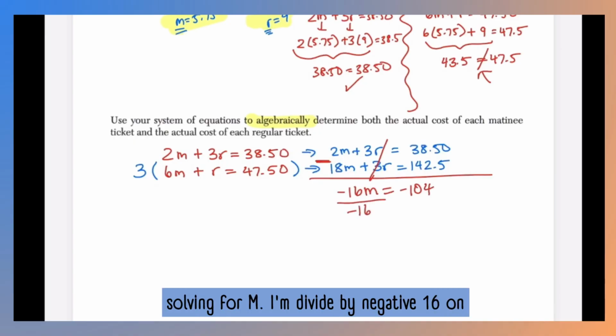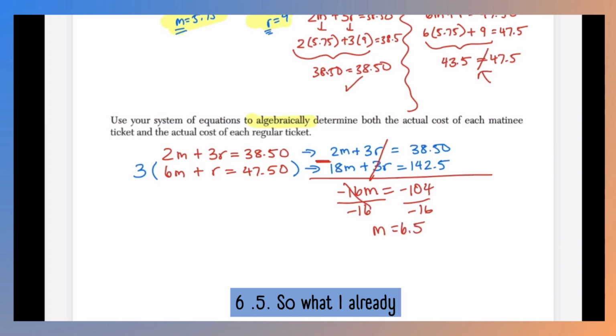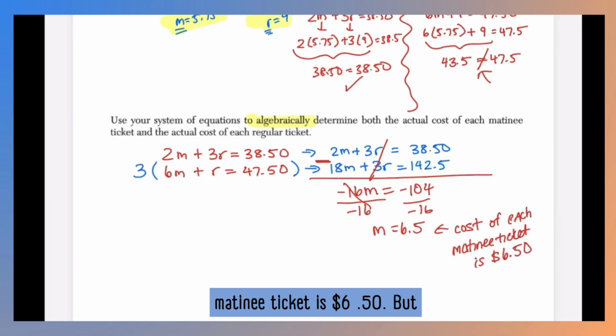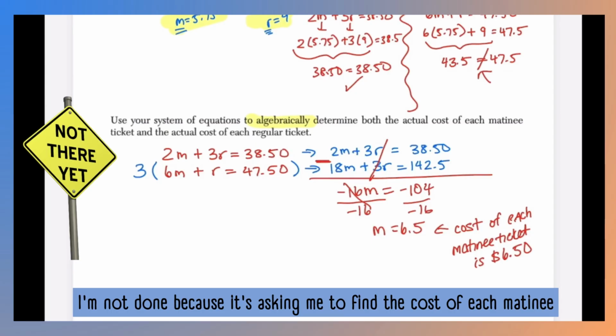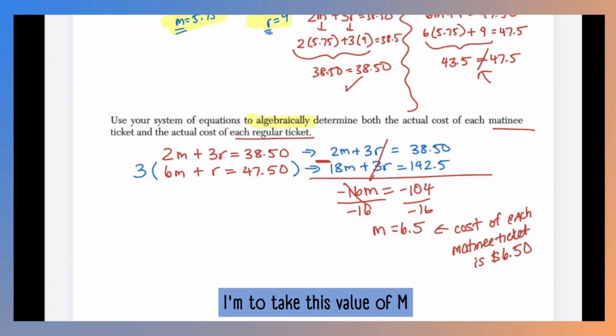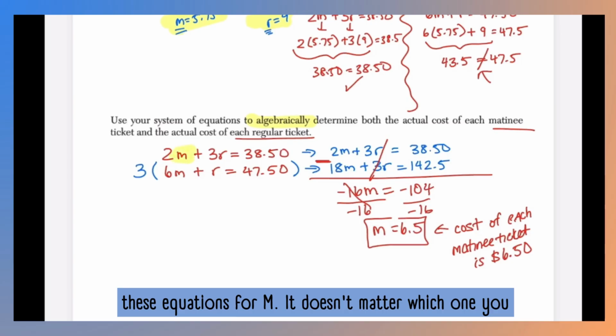I'm solving for m, so I'm going to divide by negative 16 on both sides. And that's going to give me m equals 6.5. So what this means is the cost of each matinee ticket is $6.50. But I'm not done because it's asking me to find the cost of each matinee ticket and each regular price ticket. So now I'm going to take this value of m that I have here, and I'm going to substitute it into either of these equations for m.